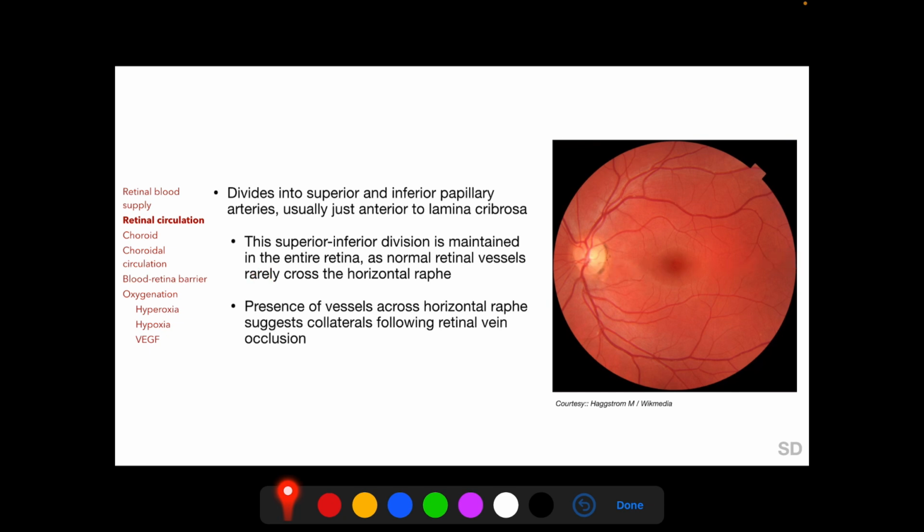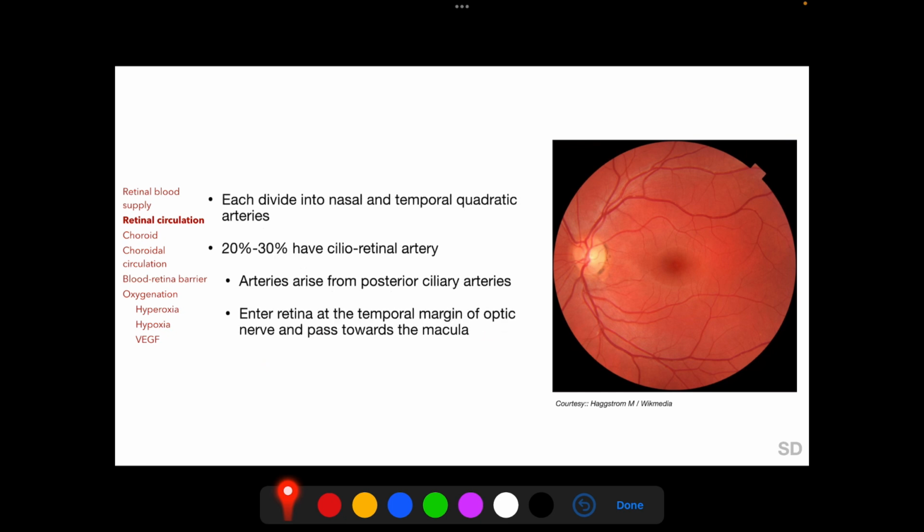So the branches of the superior division of the central retinal artery supply the area of the retina superior to the horizontal raphe, and the branches of the inferior division of the central retinal artery supply the area of the retina inferior to the horizontal raphe. The presence of vessels crossing the horizontal raphe is abnormal and suggests them being collaterals following retinal vein occlusion. The superior and inferior divisions of the central retinal artery divide into nasal and temporal quadrantic arteries.